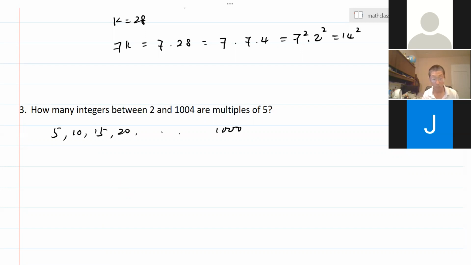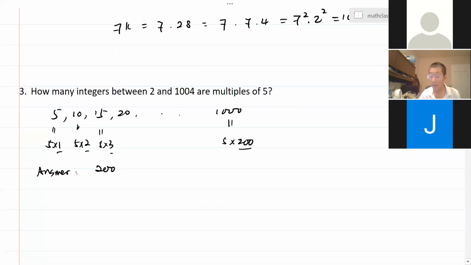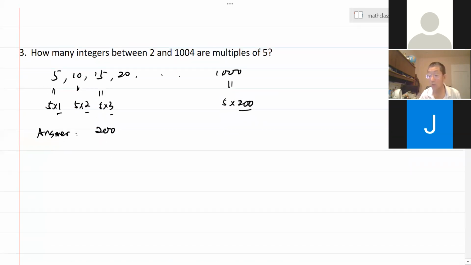So that's one way to do it, but then you write down each number as 5 times 1, 5 times 2, 5 times 3, and the last one will be 5 times 200. So you see that the multiplier increases like 1, 2, 3, all the way to 200. So there are 200 integers. The answer is 200, right? But I suggest you use an inequality to solve the problem.